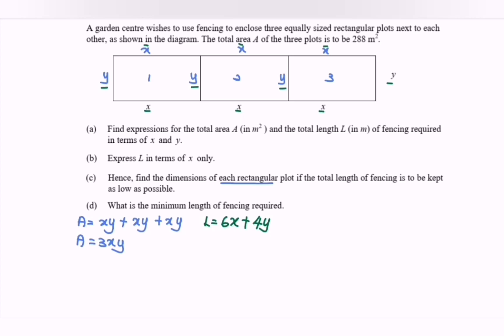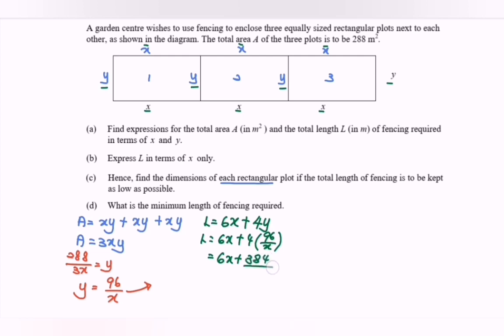B. Express L in terms of x only. So we have to substitute 288 over 3x, which is equal to y. So y will be equal to 96 over x. So kindly substitute. L is equal to 6x plus 4 bracket 96 over x. So we have 6x plus 384 over x. That would be L. So that is the answer for B. Express L in terms of x only.